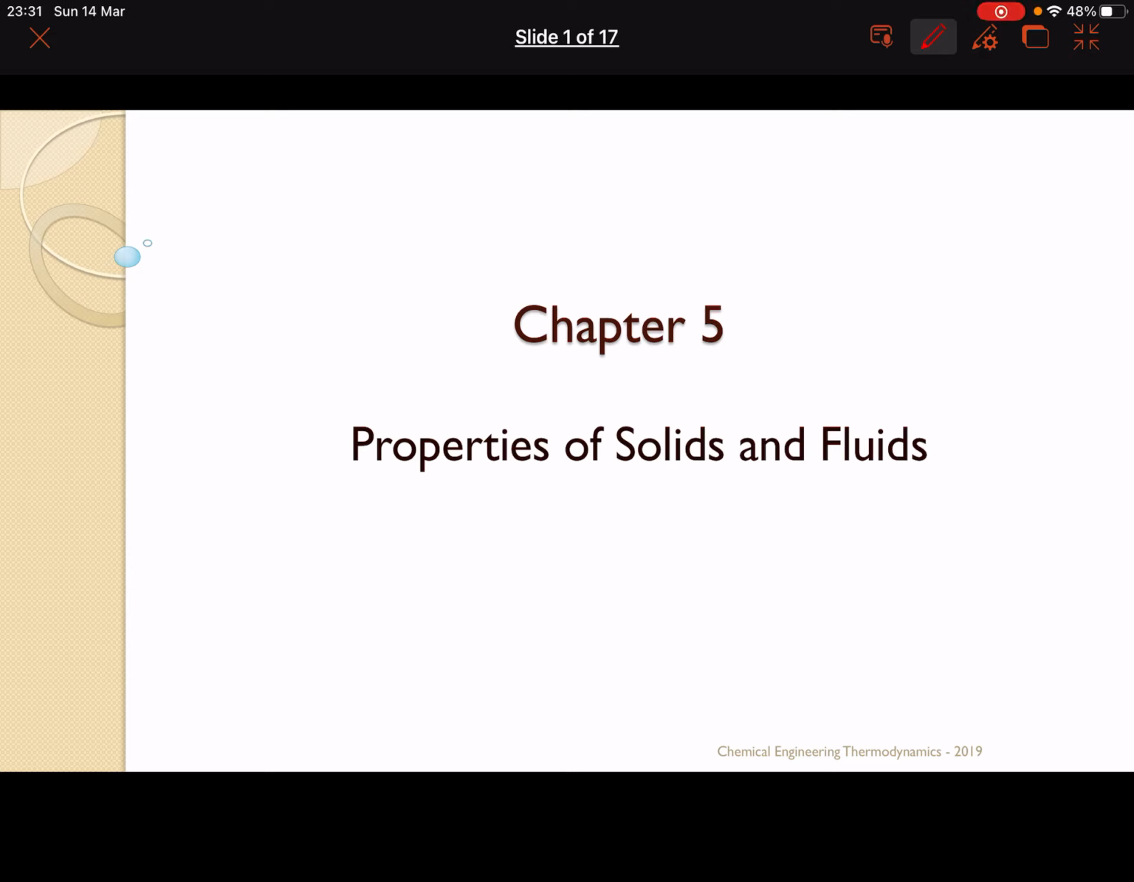Everyone. In chapter 5, we'll be deepening our knowledge on what we've looked at in the past couple of weeks regarding properties of solids and fluids. And when we talk about fluids, we are referring to gases and liquids. And if you remember, looking at different fluids, we looked at the real fluids and we've also dealt with ideal gases.